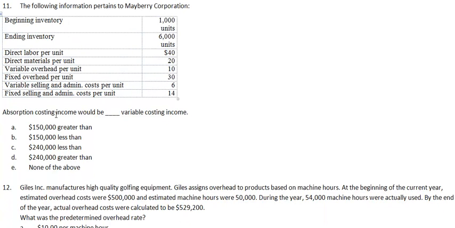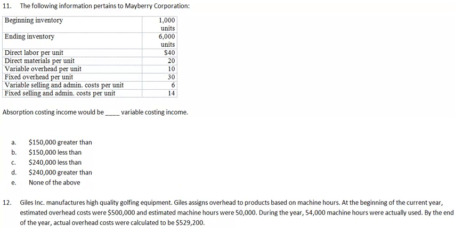Then for 11 it says that here's some information. We began with 1,000 units. We have 6,000 at the end. So basically we increased inventory by 5,000. Okay, so that'll be important. We increased inventory by 5,000. It gives you labor, material, variable overhead, fixed overhead, and some selling and admin costs. So the question says absorption costing income would be greater than, less than, in dollar amounts than variable costing.